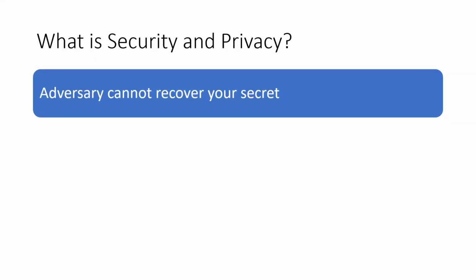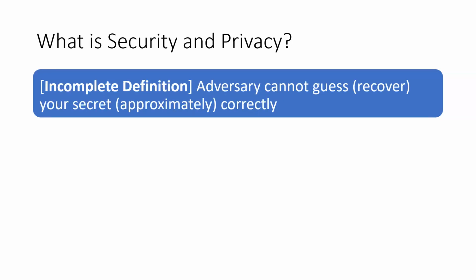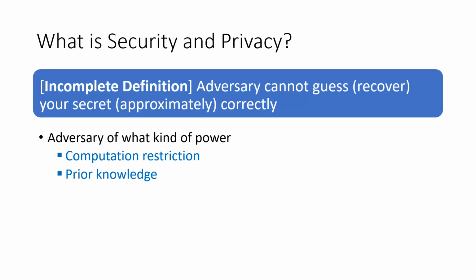What is security? One simple and intuitive answer is that the adversary cannot recover your secret. But if we take a closer look, this definition is incomplete. On one hand, we didn't specify the power of the adversary. In particular, we didn't specify any assumptions on the adversary's prior knowledge. In the extreme case, the adversary already knows your secret, so no matter what kind of encryption function you use, he can always recover your secret.